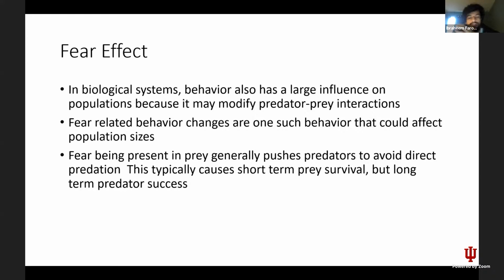This causes the predator to adapt to not openly and directly prey on or hunt the prey. So this causes short-term prey survival, but long-term predator success. Because the prey in the short term will hide, but in the long term, the predator will develop a strategy to circumvent the prey's timidness and be able to hunt, in fact, more effectively, because the prey themselves are not as successful when they're fearful.